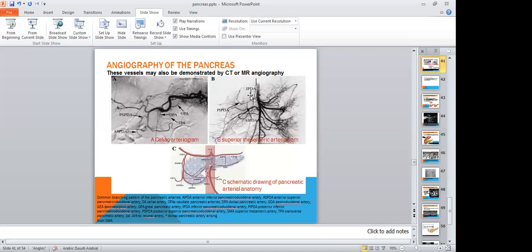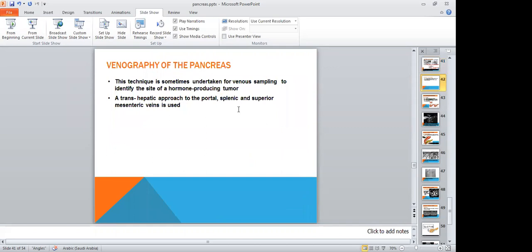While this is the inferior pancreatico-duodenal artery, this is angiograph through the superior mesenteric artery. This is the inferior pancreatico-duodenal artery with its posterior and its anterior branches.